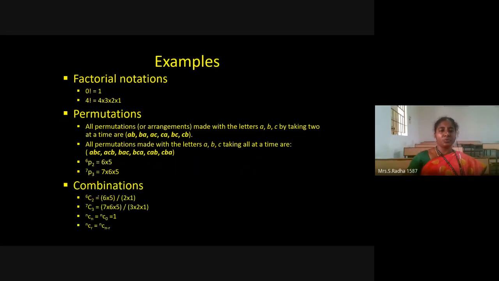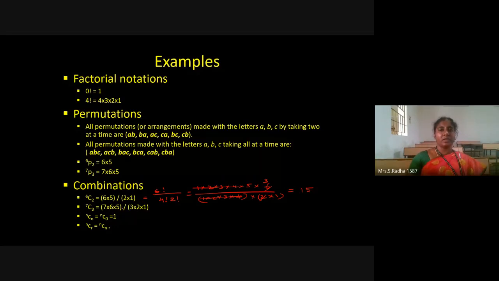Combinations means 6C2, 7C3, which means 6 factorial by 6 minus 2 factorial, which is 4 factorial, and again 2 factorial will come. Numerator will be 1, 2, 3, 4, 5, 6, and denominator 4 factorial means 1, 2, 3, 4, and 2 factorial means 2 into 1. Up to 4 it gets cancelled in both numerator and denominator. Here it is 5 into 3, which is 15, the value.